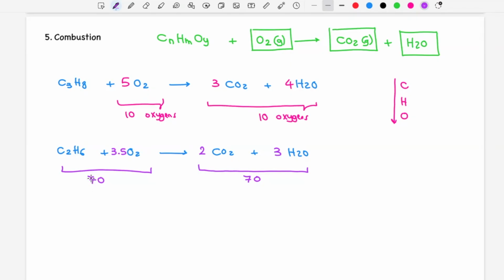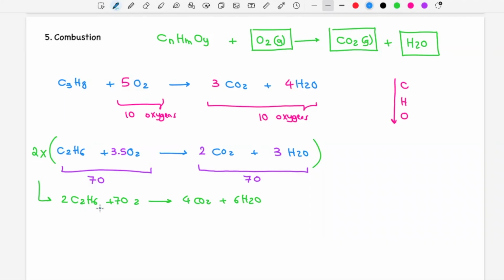So you can write it for now like this, but we never want to leave a fraction or a decimal number as a coefficient. So what we do at the end is multiply everything by 2 to get rid of that. So our balanced equation would end up being 2C2H6 plus 7O2, giving us 4CO2 plus 6H2O. And now that is balanced. I'll show you one more.